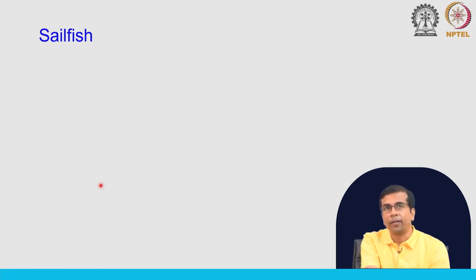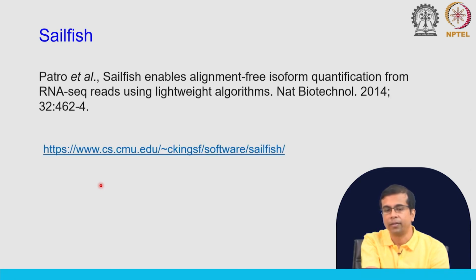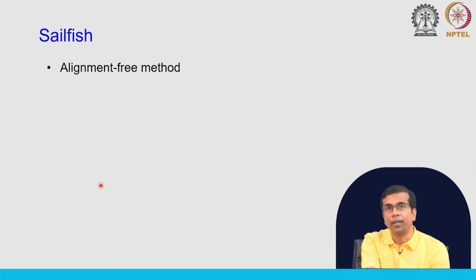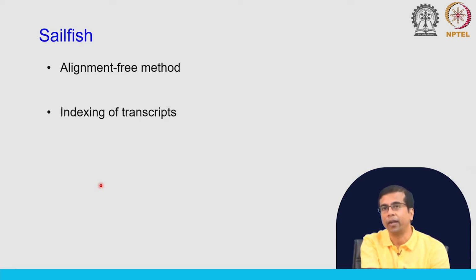Then we have another method which is called Sailfish. Again, this is an alignment free method and it can also help in isoform quantification. What it does is it utilizes something called indexing of transcripts. It is a very similar idea to what we talked about earlier, the seeding. It creates indexes of k-mers of a certain k value, and then it looks for these k-mers from the read data. So it is a kind of hash based method.